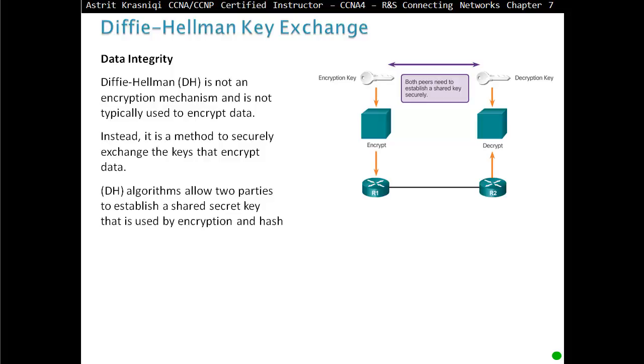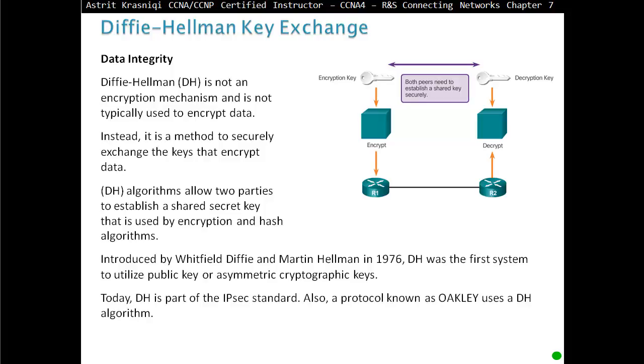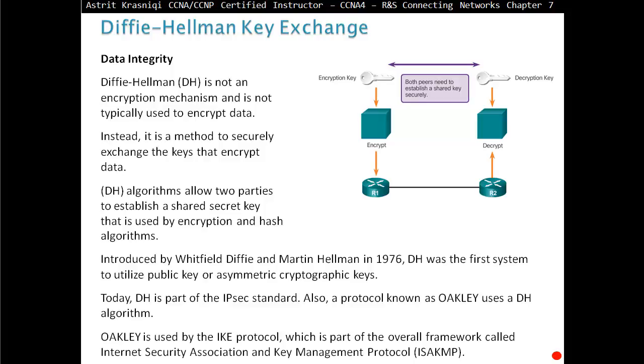The Diffie-Hellman algorithm allows two parties to establish a shared secret key that is used by encryption and hashing algorithms. Introduced by Diffie and Hellman in 1976, Diffie-Hellman was the first system to utilize public key or asymmetric cryptographic keys. Long time ago, 1976. Today, Diffie-Hellman is part of the IPsec standard. Also, a protocol known as Oakley uses the DH algorithm. Oakley is used by IKE, or the IKE protocol, which is a part of the overall framework called Internet Security Association and Key Management Protocol, ISAKMP.